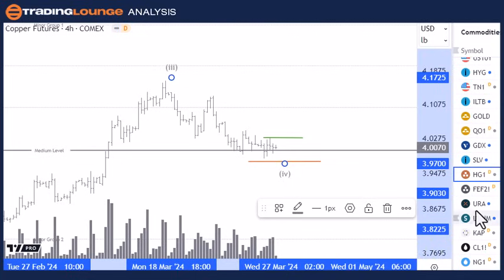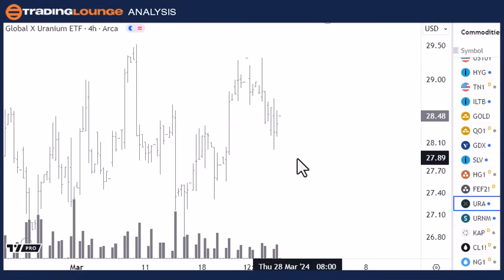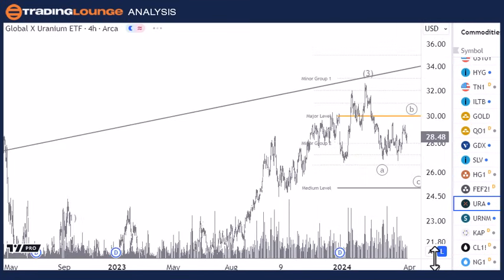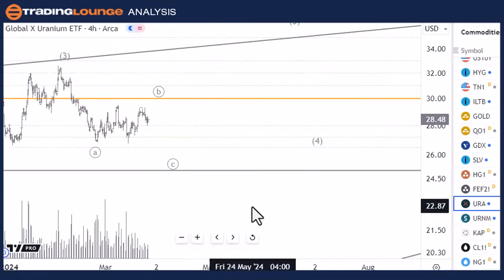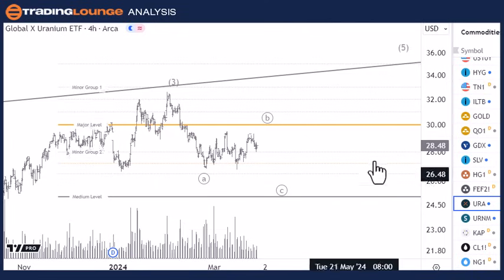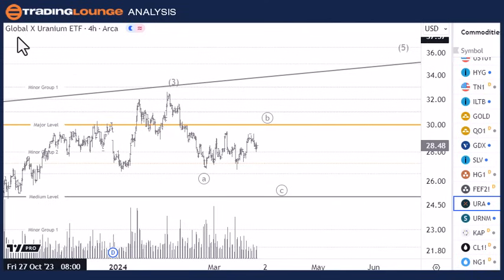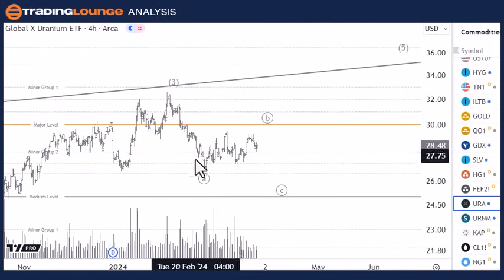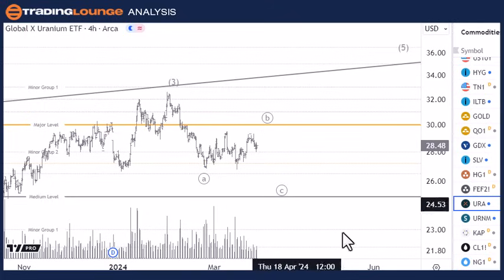Okay, so that's that, and uranium's much the same as well. So with uranium here, we've got wave at the $30 mark for this ETF. We've got wave 3 here with an A wave, and then an A, B, C for the B wave, and down to the C wave.